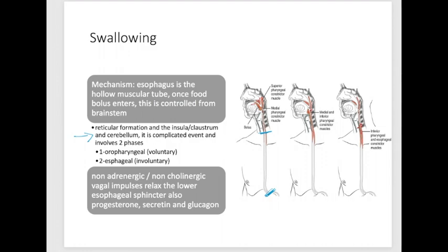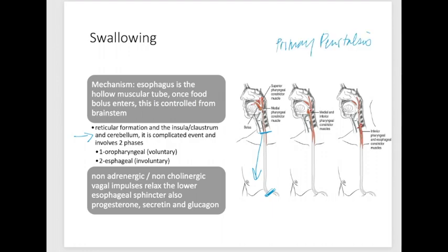Then when we get into the esophageal involuntary phase, the bolus is transported via sequential contraction and relaxation of that outer longitudinal contraction, and that pushes the food bolus down. The esophageal phase takes about 5 to 10 seconds, and that bolus moves about 2 to 6 centimeters per second. So peristalsis immediately follows that oropharyngeal phase of swallowing. That is called primary peristalsis.